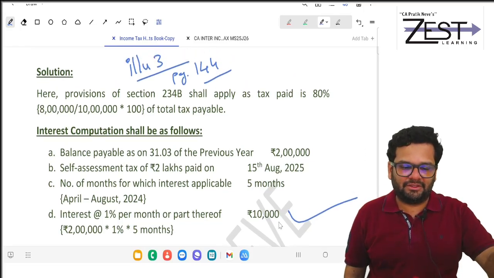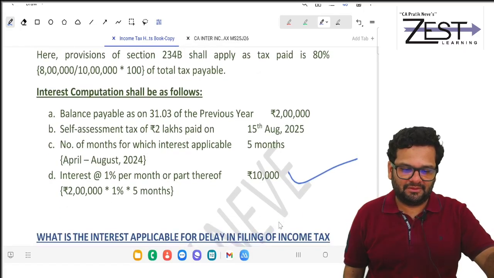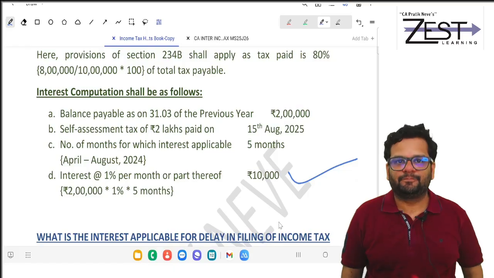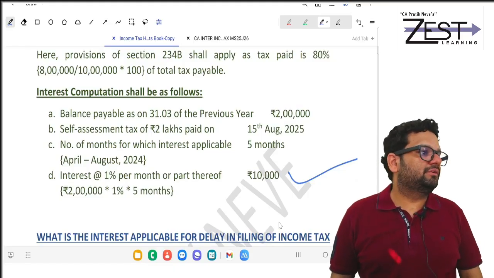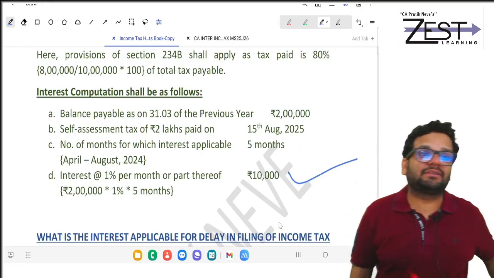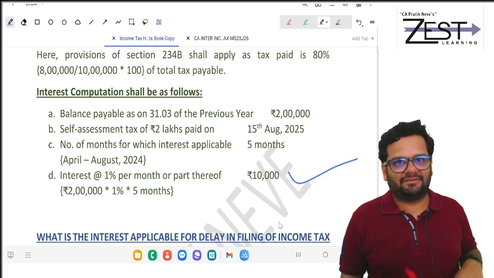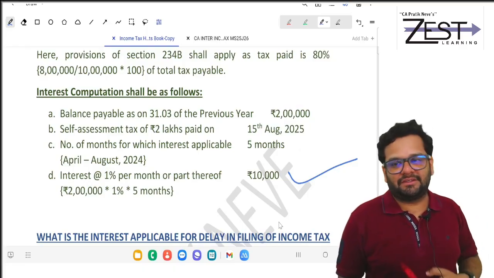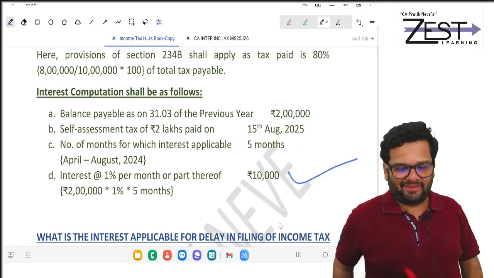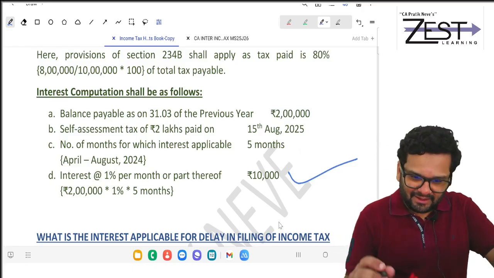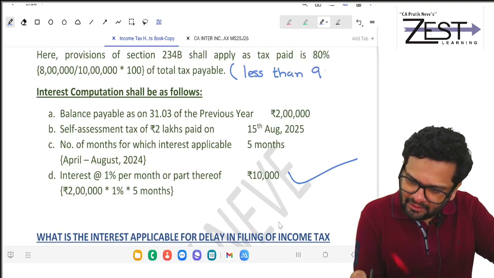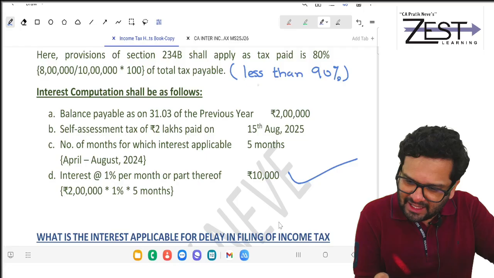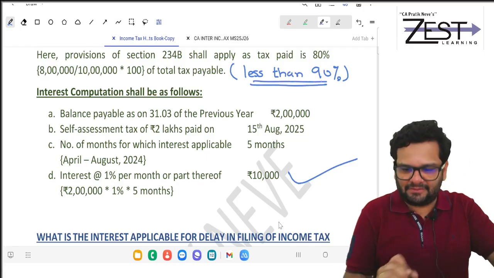ILU 3, page 144. First prove. A weak-hearted student will not prove why 234B applies. First prove why it applies. Advance tax paid is less than 90%.